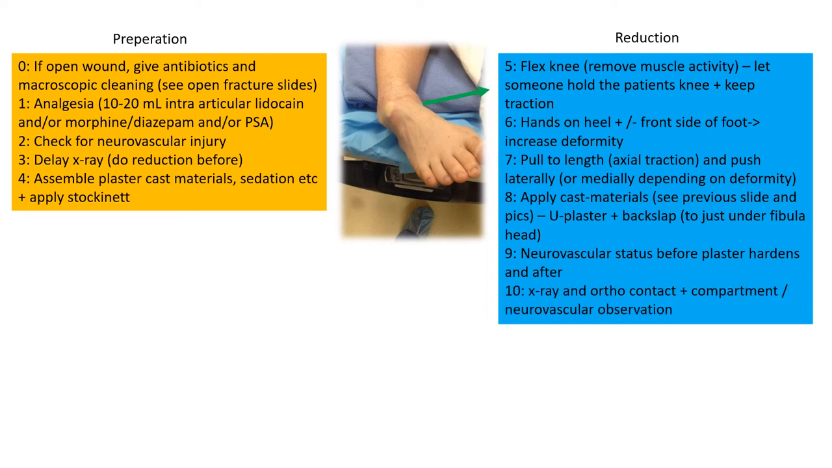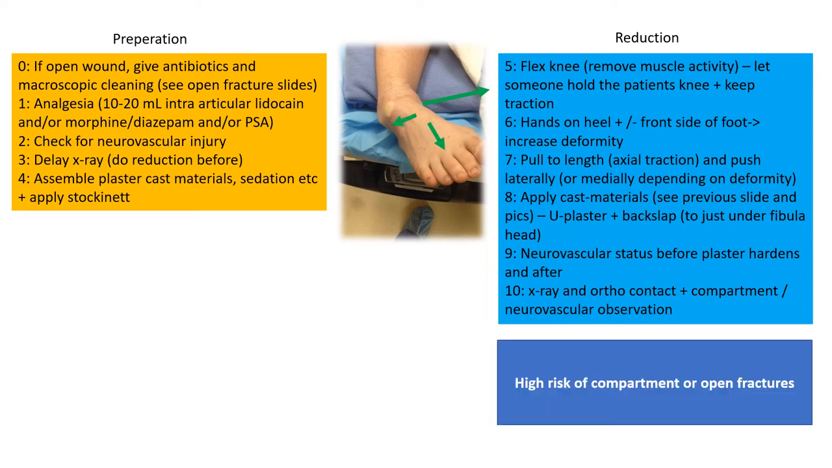And then you do the X-ray and the ortho contact, and you do the compartment and neurovascular observations and so on and so forth. All right, these are high risk of compartment syndrome and open fractures, so make sure that you examine them properly, and maybe delta, like time as a test, examine them sequentially.